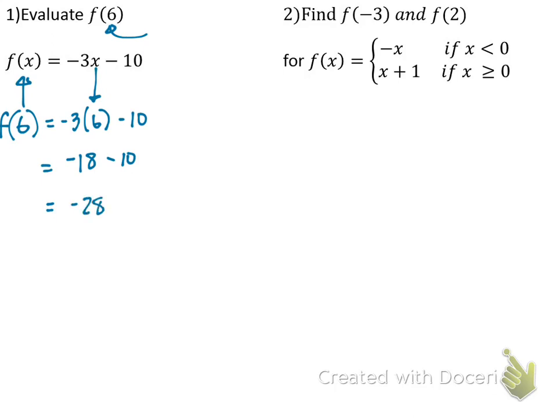So that means when I put the ingredient 6 into our equation, I get negative 28 out. Okay, does that make sense? That is the output, or the range. Does that make sense, everyone?